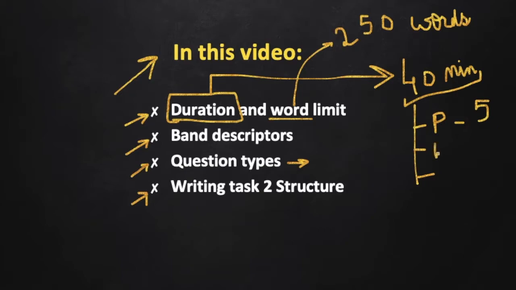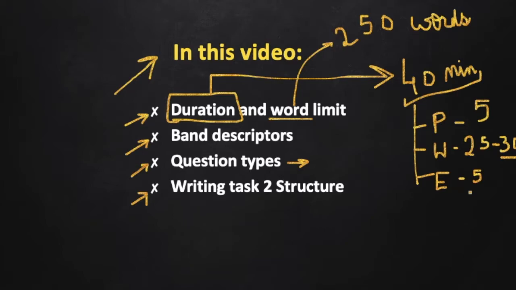Then comes the actual writing, which should be around 25 to 30 minutes. So 25 to 30 minutes is what you should be spending on writing. For slow writers, remember not to use more than 30 minutes. Finally, very important is editing. Editing or proofreading requires at least 5 to 7 minutes of your time. This can significantly reduce lexical and grammatical inaccuracies. This will also reflect on your band score.